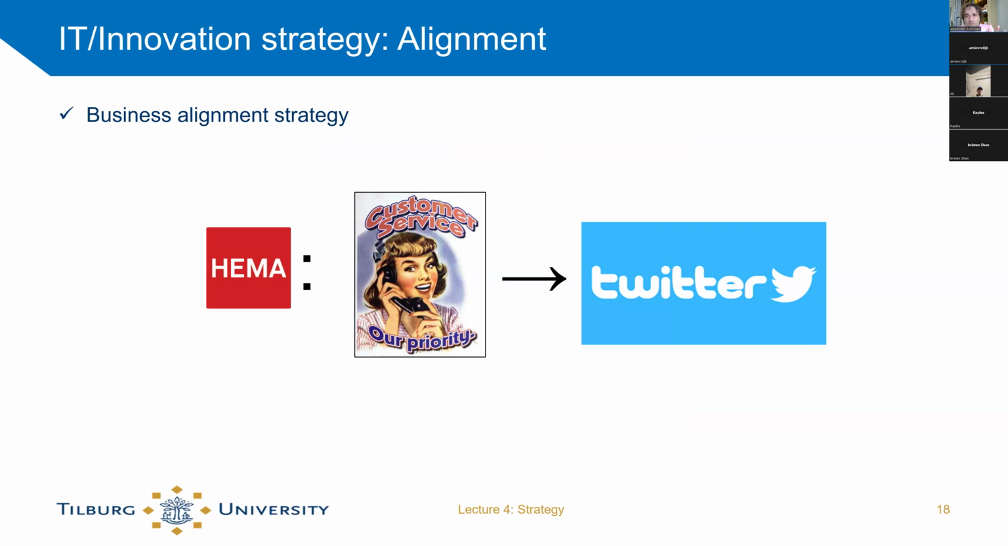Suppose HEMA says, well, we as HEMA have always had a tight relationship with our customers. Our customers really like HEMA, the brand, and they really identify with our brand. We're proud when we buy tompoes and rookworst, for the Dutch people here. So HEMA says, well, in general, we are really attuned to our customers. So maybe our strategy in the coming year will be to focus on optimal customer service.